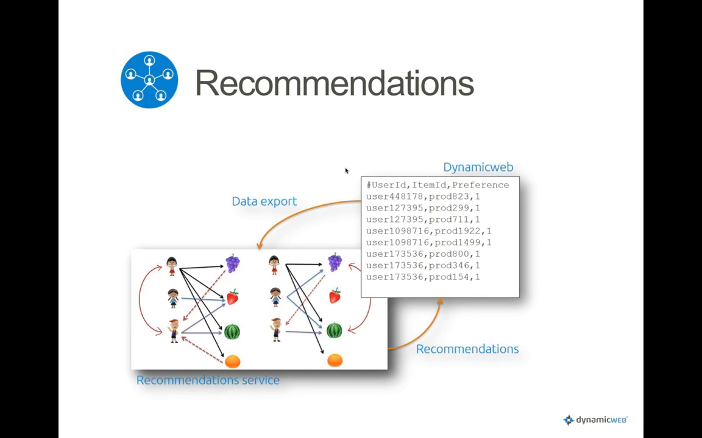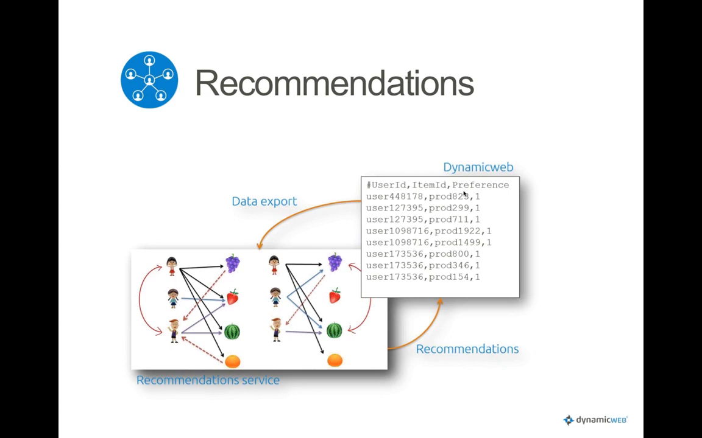Here's a brief overview of how all this works. On the right here, we have Dynamicweb, and Dynamicweb generates a very simple data file that basically tells that a user has a relation to a product, and then it has a preference for this relation. In our current setup, we always use 1 as preference, which basically means that the user has either bought or viewed the product, and then we have a list of all users with their relations to the products in Dynamicweb.